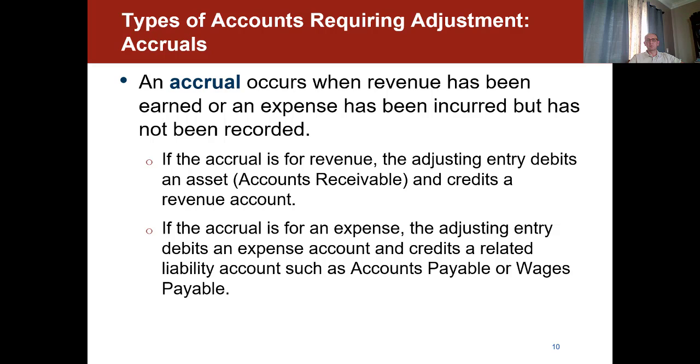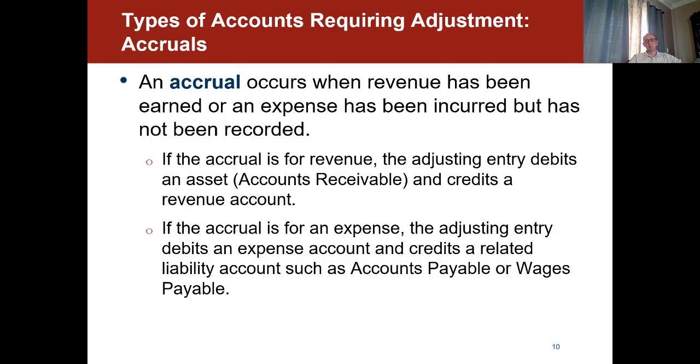So let's start with accruals. An accrual occurs when revenue has been earned, or when expense has been incurred, but has not been recorded. So if the accrual is for revenue, the adjusting entry debits an asset, which in our case would be accounts receivable, and credits a revenue account. So we earn the revenue, but we haven't received the cash yet, and that's why we record the accounts receivable. If the accrual is for an expense, the adjusting entry debits an expense account and credits a related liability account such as accounts payable or wages payable.